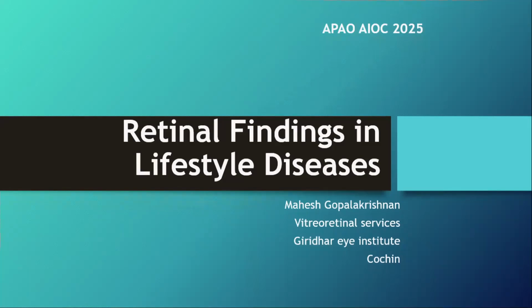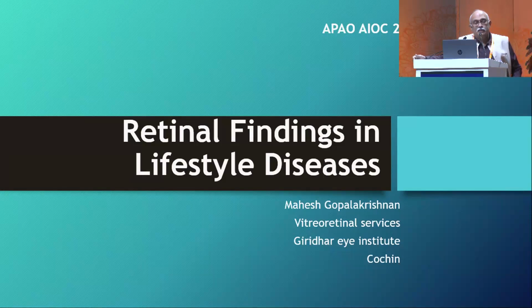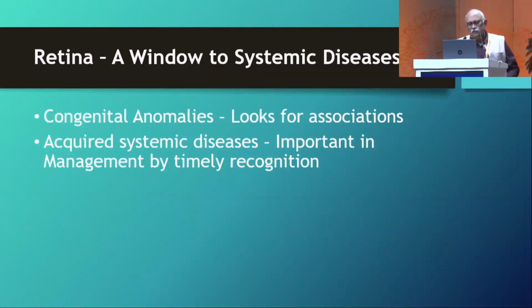My talk is on retinal findings in lifestyle diseases. Till now, I know only a couple of diseases that are considered lifestyle diseases, like diabetes and hypertension. So I was just going through that. There are a lot of ocular changes due to lifestyle diseases, but my talk is specifically on retinal findings. So I will go through some of the diseases.